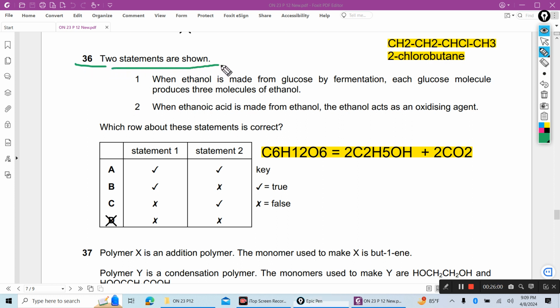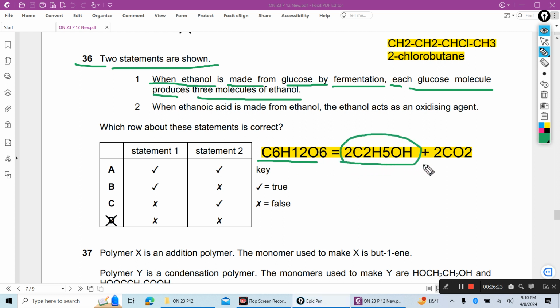Two statements are shown. Statement 1: when ethanol is made from glucose by fermentation, each glucose molecule produces 3 molecules of ethanol. This is wrong, because when a glucose molecule is fermented, 2 molecules of ethanol and 2 molecules of carbon dioxide are produced. So here 3 is wrong. So statement 1 is wrong.